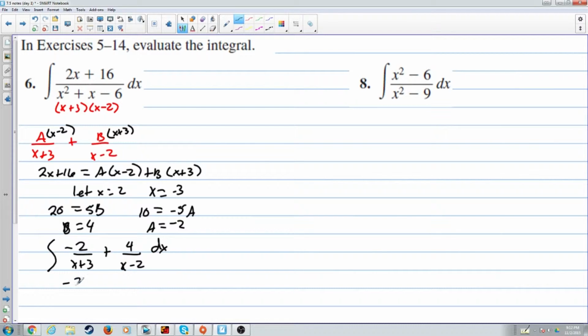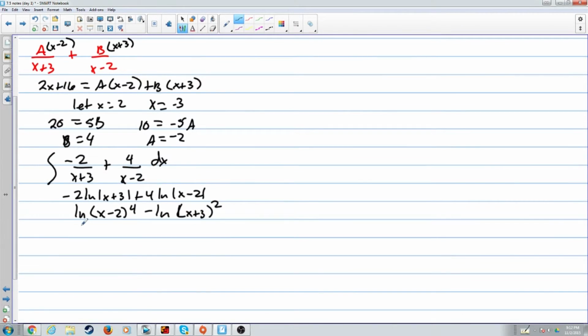Well, that's negative 2 times the natural log of absolute value of x plus 3, and then plus 4 times the natural log of absolute value of x minus 2. Let's turn these around and raise each to the power. So we have natural log of x minus 2 to the 4th, minus natural log of x plus 3 squared. And we don't need the absolute value if we're going to take these to an even power. So our final answer is natural log of x minus 2 to the 4th over x plus 3 squared, plus c.